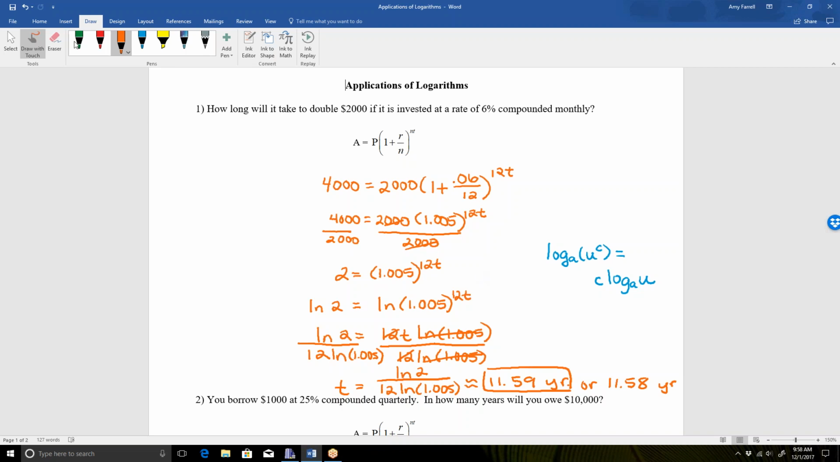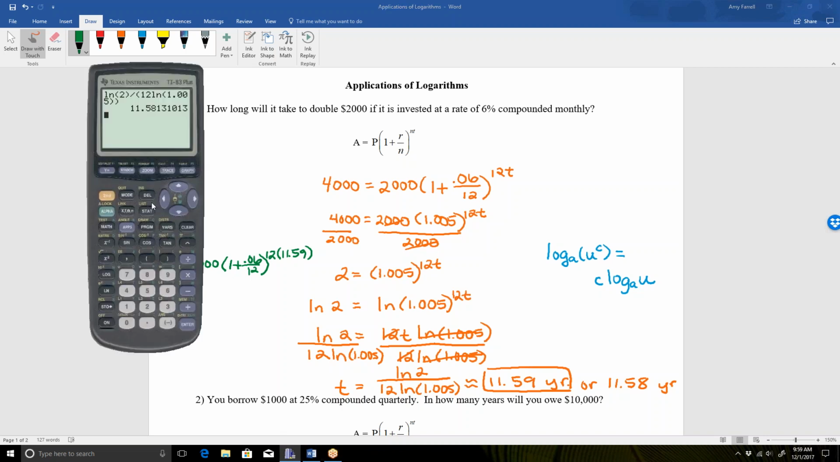Now, before I go on to the next problem, let me just show you, you can do a quick check. Let's just do a quick check over here. So I started with $2,000, and the rate is 6%. It's compounded monthly. And I just said that my answer should be 11.59 years. So let's type this into our calculator, and let's see if we get $4,000. Now, we're not going to get exactly $4,000, but it's going to be really darn close to 4,000, which would mean that we've done the problem correctly.